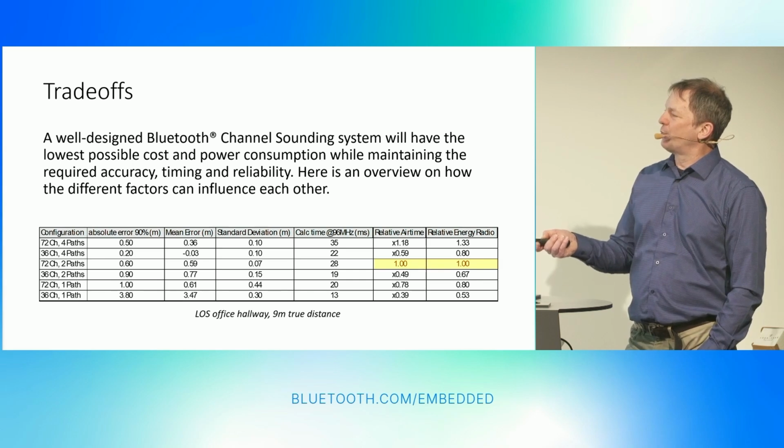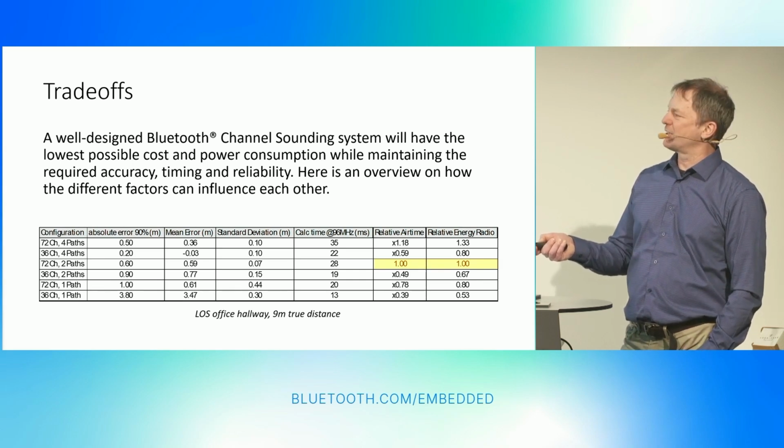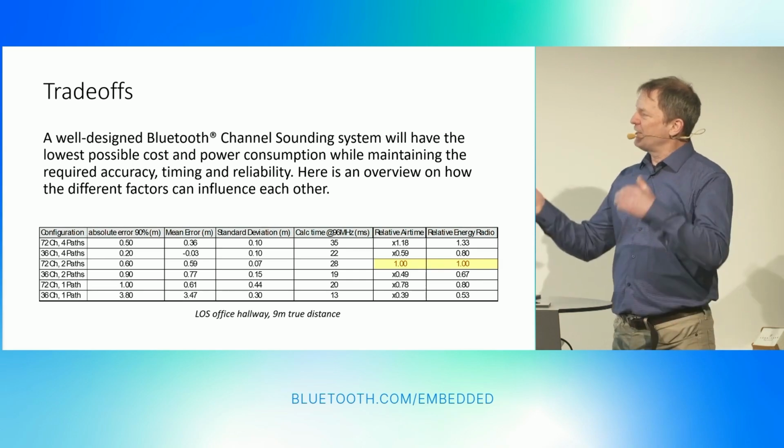And this gets worse if you're using just 36 channels. And this is the trade-off you need to make when you're looking at your use case. What do I want to have in the end?